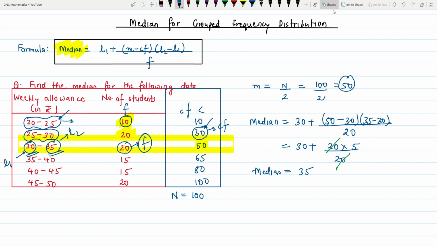Now how do we interpret the median in terms of the data which is provided to us? Remember that the median is that particular value of the given observations which is going to divide our entire data into equal halves. It indicates that 50% of these students, that is 50 students, have weekly allowances less than 35 rupees and 50 students have their weekly allowances greater than 35 rupees.